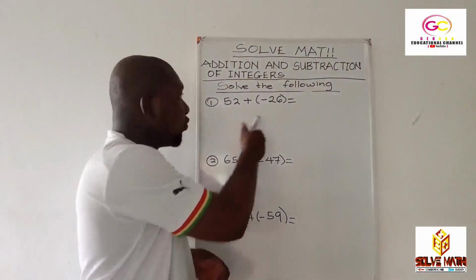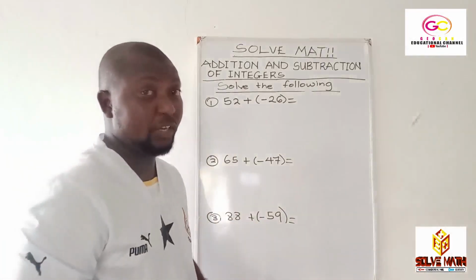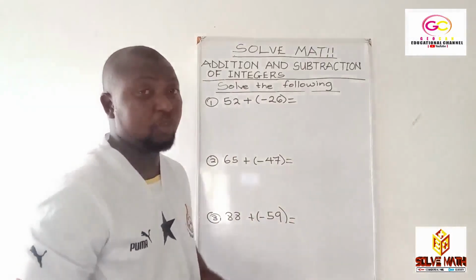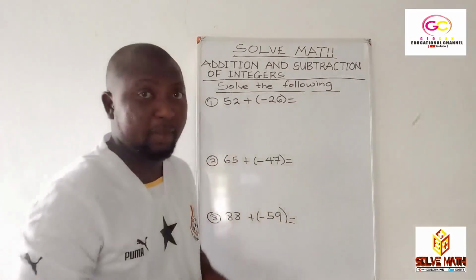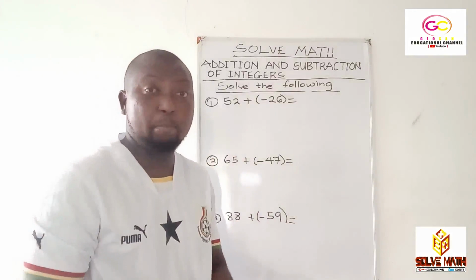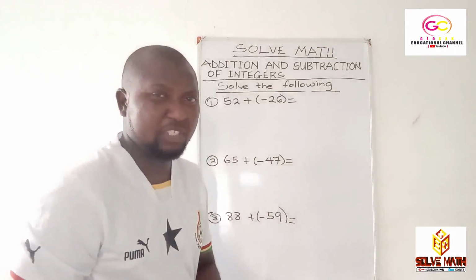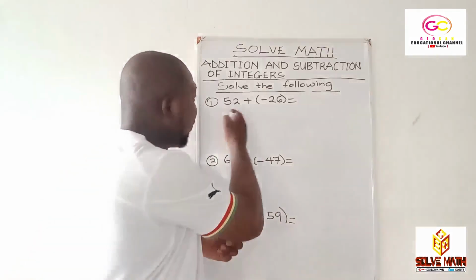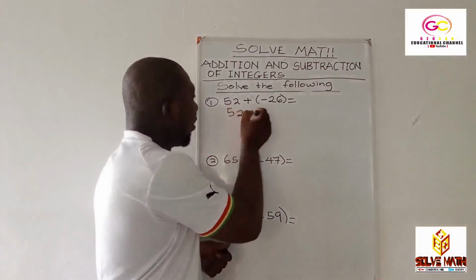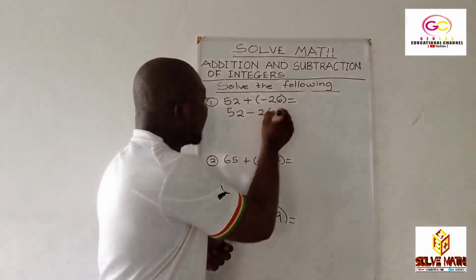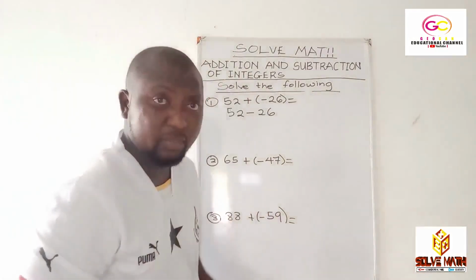We have 52 plus negative 26. Remember, I've been telling you always since we commenced addition and subtraction of integers that anytime you have a positive and a negative number close to each other, the negative number has power. It has power over what? The addition of positive symbol. So you can also write it as 52 minus 26 because the negative has power over the addition sign. So you can just forget about it.